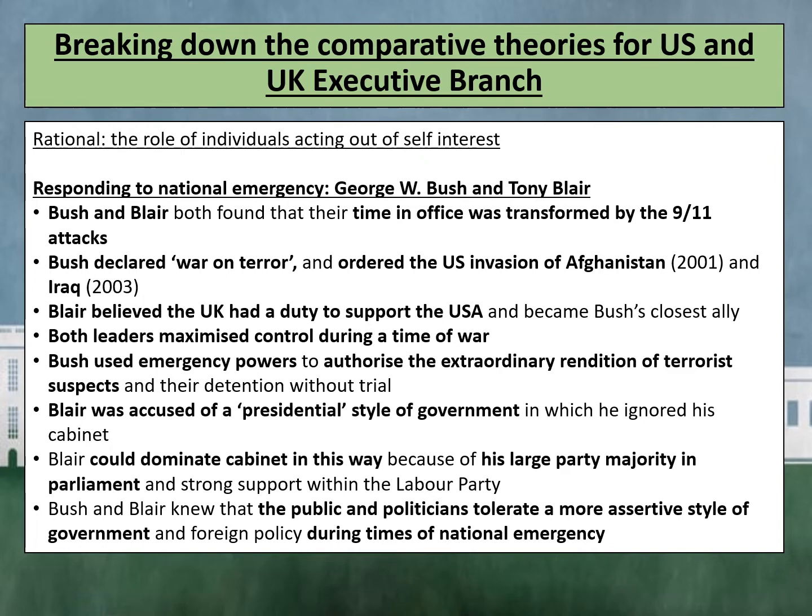Blair could dominate his cabinet in this way because of his large party majority in Parliament and strong support within the Labour Party. Bush and Blair knew that the public and politicians tolerate a more assertive style of government and foreign policy during these times of national emergency.